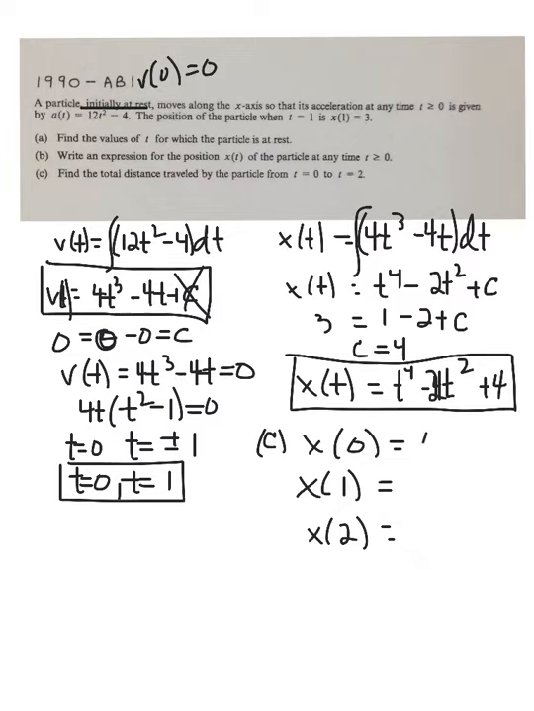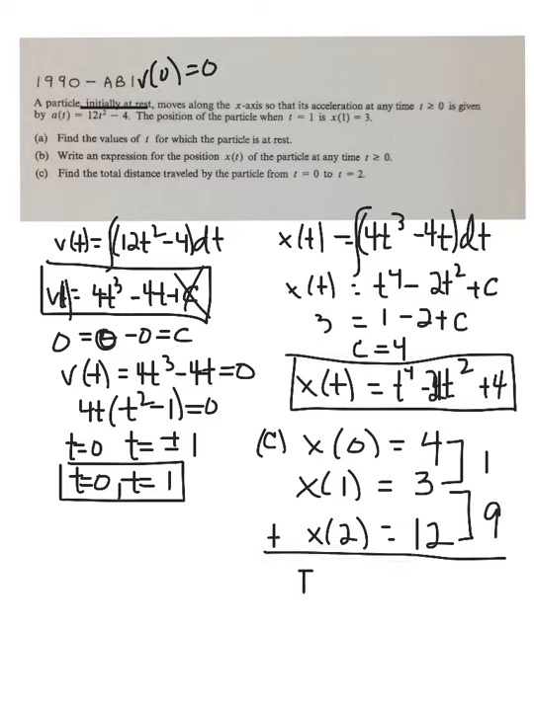So we're going to get 4 when we plug in 0. We're going to get 3 when we plug in 1. You're going to have to work this out on your own. And 12 here. So the distance from 4 to 3 is a distance of 1, and from 3 to 12 is a distance of 9. So altogether, your total distance is going to be 10. Make sure you're taking notes on all of this.